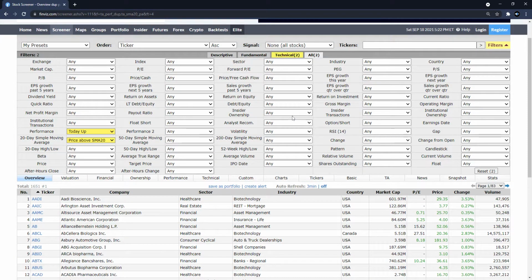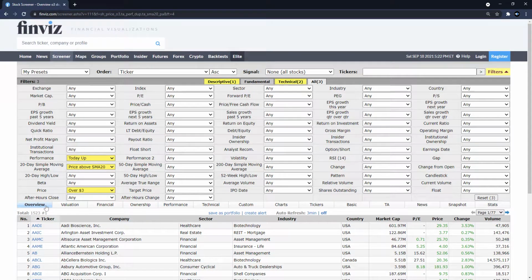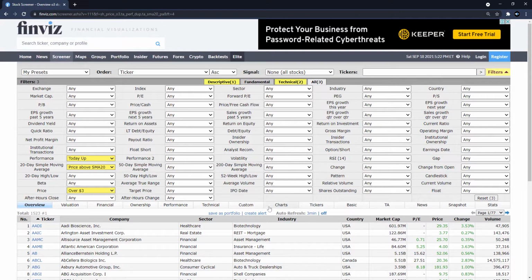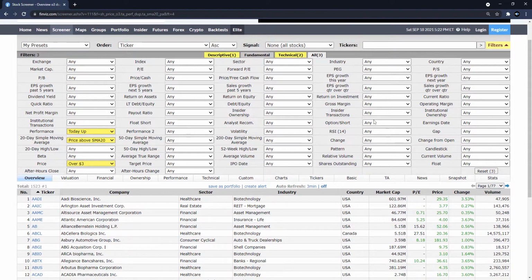After that, what I like to do is click on the price, and choose what price I want the company to be. I'm personally looking for companies of over like $2-3. You feel me? So let's go with over three, and we are going to be left with 1,523 stocks on the list. But this is still not over yet.